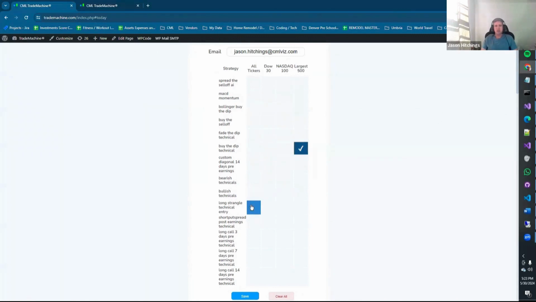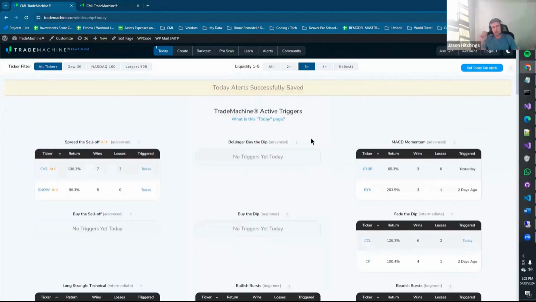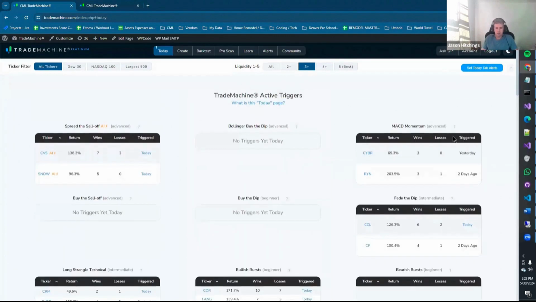So you can start by just picking a few of the strategies that you're most interested in. And then if you put your email at the top and click save, now you're going to be emailed when these are triggered on this page, so that you don't have to log in and keep refreshing the page. You can be notified and just keep an eye on your email.